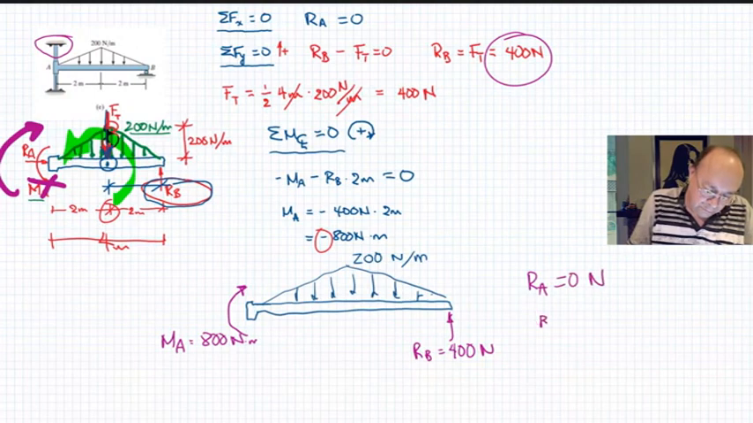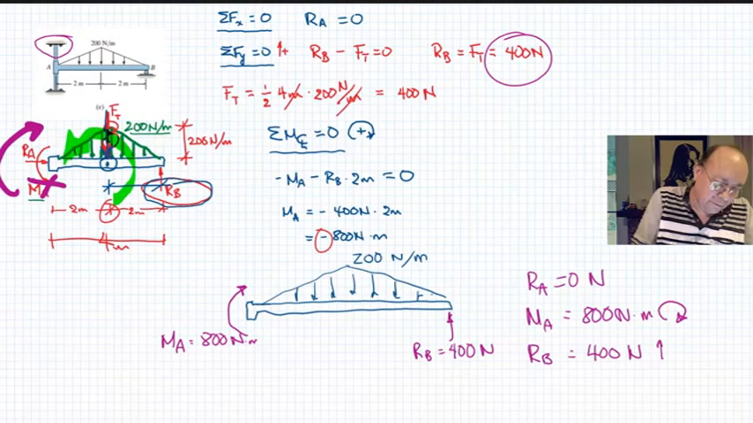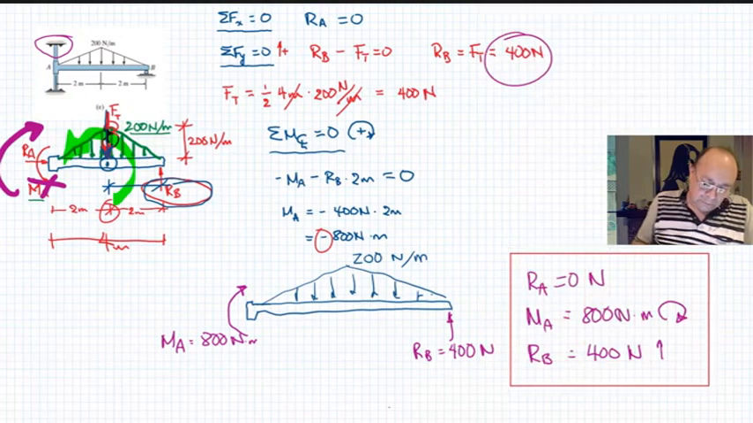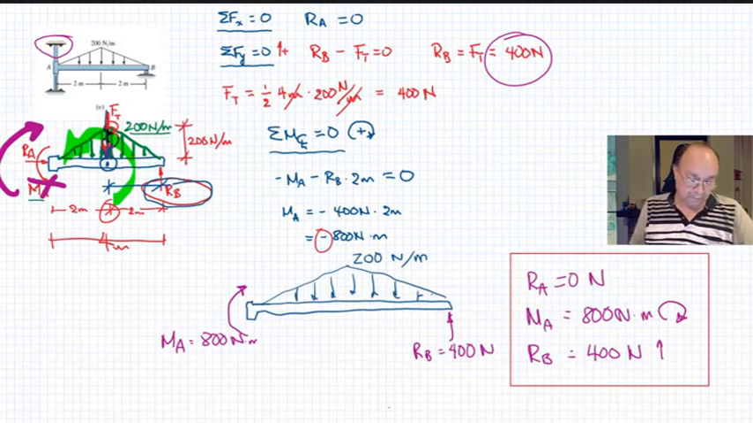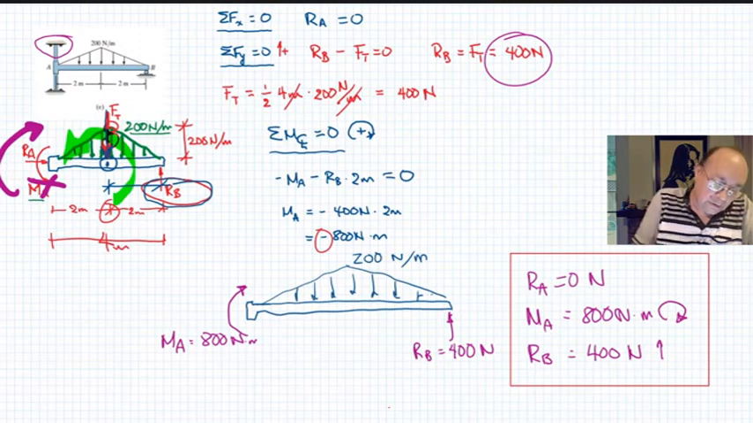Moment at A, 800 newtons meters clockwise, and reaction at B, 400 newtons going up. And that will be the answer to the problem. This is also part of our solution. Let's put it into a rectangle too.